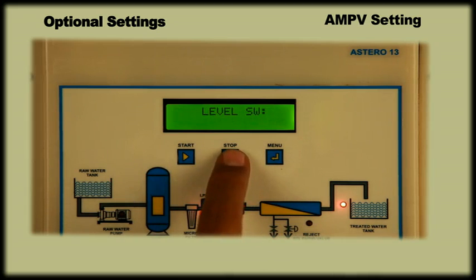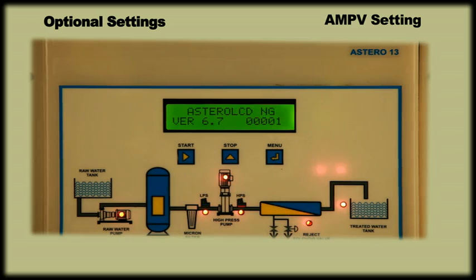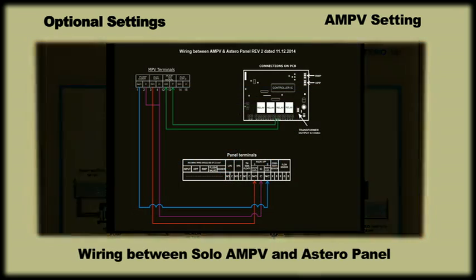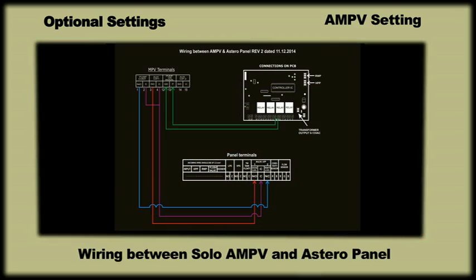Keep pressing the stop key until display shows exit. Now press the menu key. Besides those above settings, one will need to do interconnecting wiring between panel and AMPV.